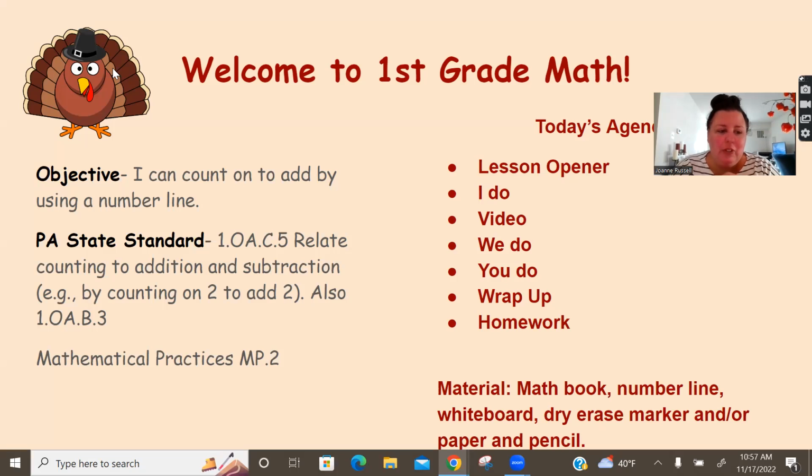I have my cute little turkey over here that's showing us that we're ready for Thanksgiving.